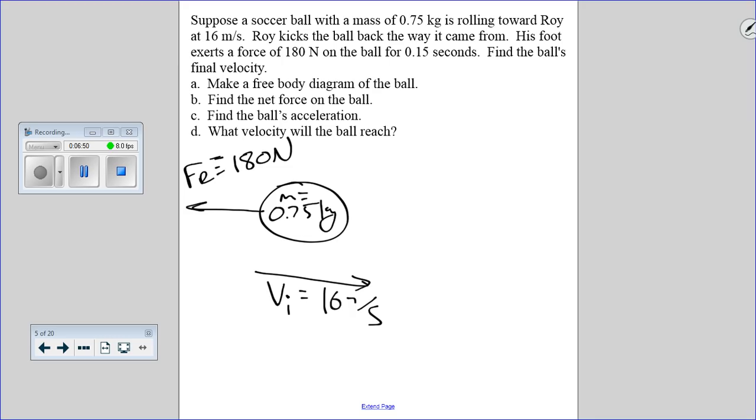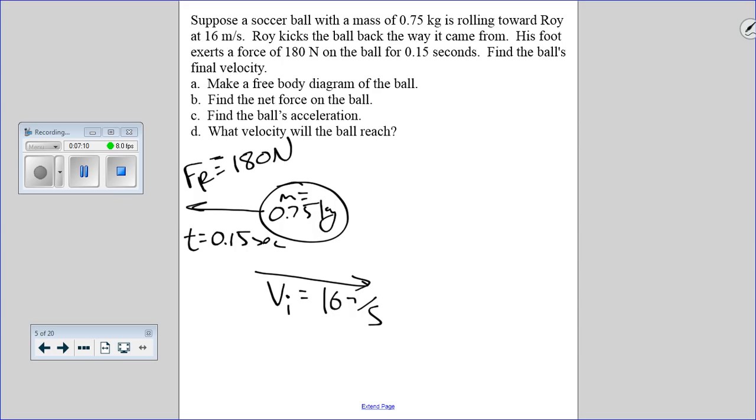All right. The most common mistake this chapter is missing negative signs. Okay? I cannot emphasize that enough. Please, please, please watch your negative signs. All right, so Roy kicks this thing. He exerts a force of 180 newtons. It tells us that his foot is in contact with the ball for 0.15 seconds. And we want to find the final velocity.